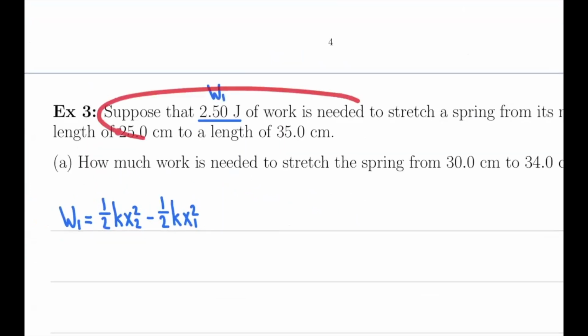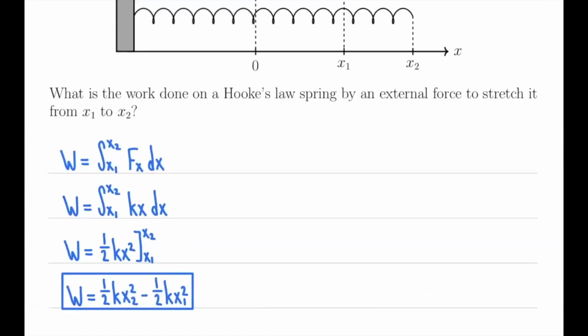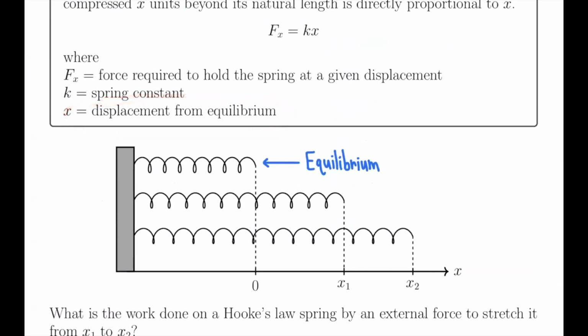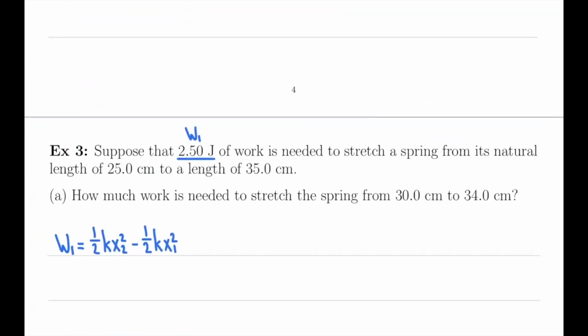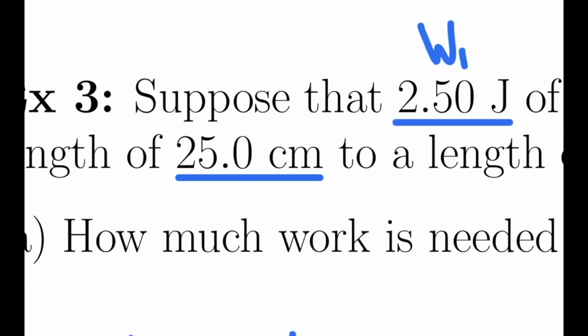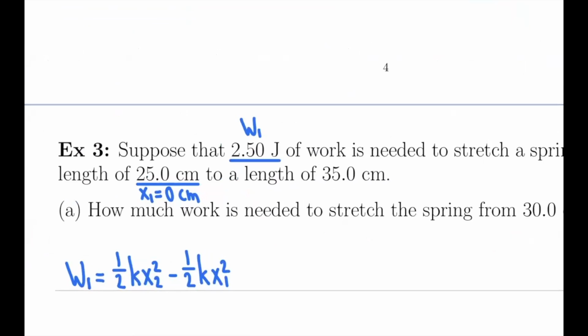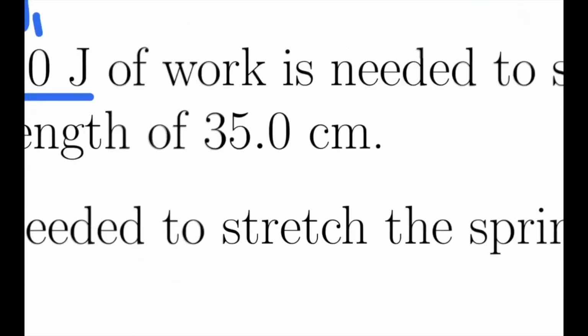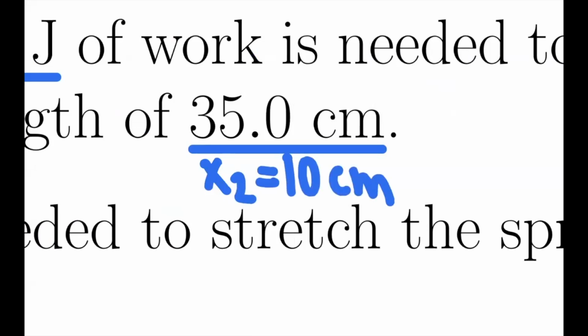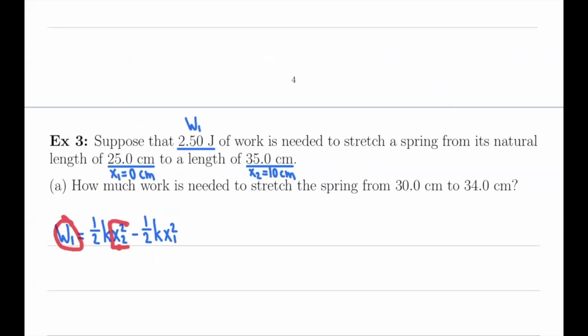In this first sentence, what's x1 and what's x2? X1 would be 0 and X2 would be 10. Very good. So remember, x is the displacement from equilibrium, displacement from its natural length. So its natural length is 25 centimeters. So x1, that's where it's starting off, is at its natural length. So x1 is 0 centimeters. And then at 35 centimeters, it's stretched 10 centimeters. So x2 is 10 centimeters. They like to trick you at that. Yes, very important. We have W1, we have x2, we have x1, but we don't have k, unfortunately.